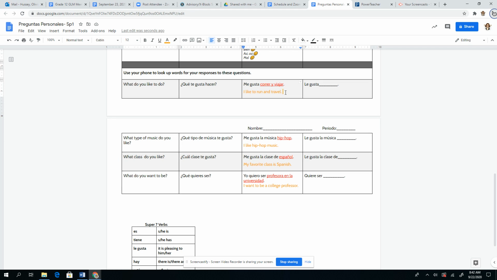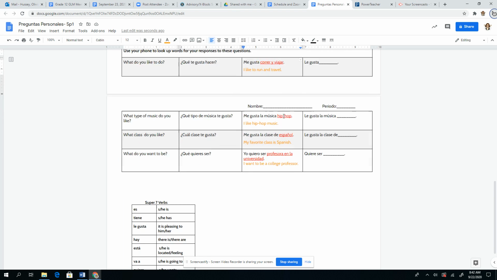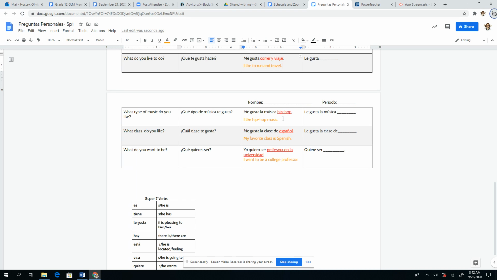Down here, these questions are a little bit more tricky because there's more options when you're choosing what to write in the blank. So I told you guys for my presentation that I like to run and I like to travel. So to say that in Spanish, I would say me gusta correr y viajar. And you can write something similar to what I wrote, or you could write something different. But don't feel bad about mispronouncing those words.